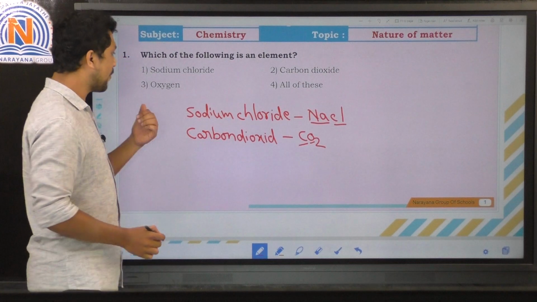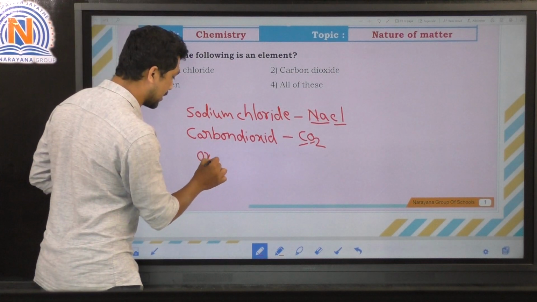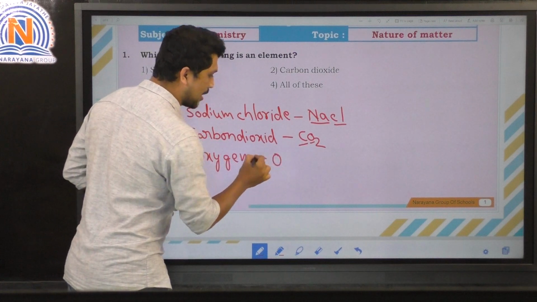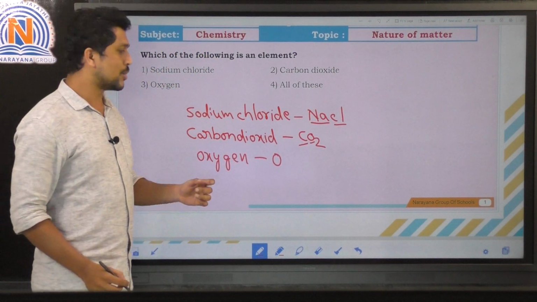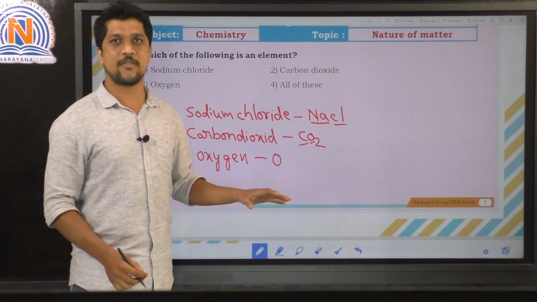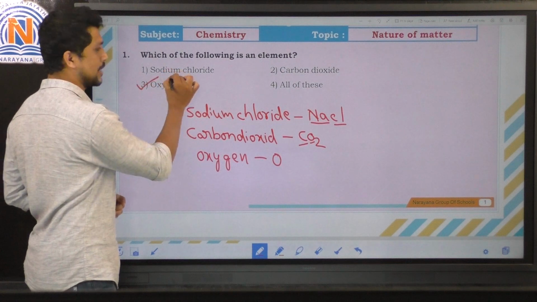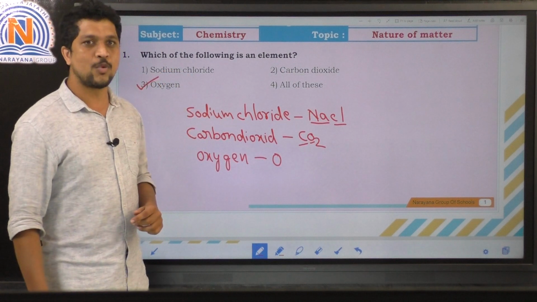So when you come to the third option, that is oxygen. The oxygen chemical symbol is O, right? So it contains only the same kind of atom. So oxygen can be considered as an element. So the correct option is oxygen. Clear? Let's move on to the next question.